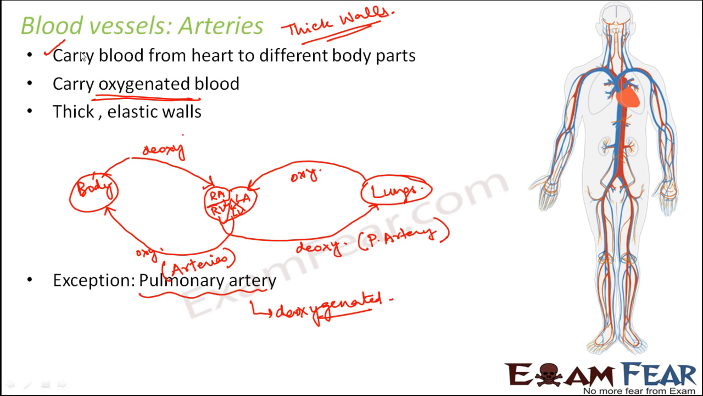This also follows the rule, because it carries blood from the heart to other body parts. The right ventricle is the heart, and other body parts means anything other than the heart. So it is carrying blood from the heart to the lungs, but this is deoxygenated blood. So please remember that the pulmonary artery is the only artery which carries deoxygenated blood.